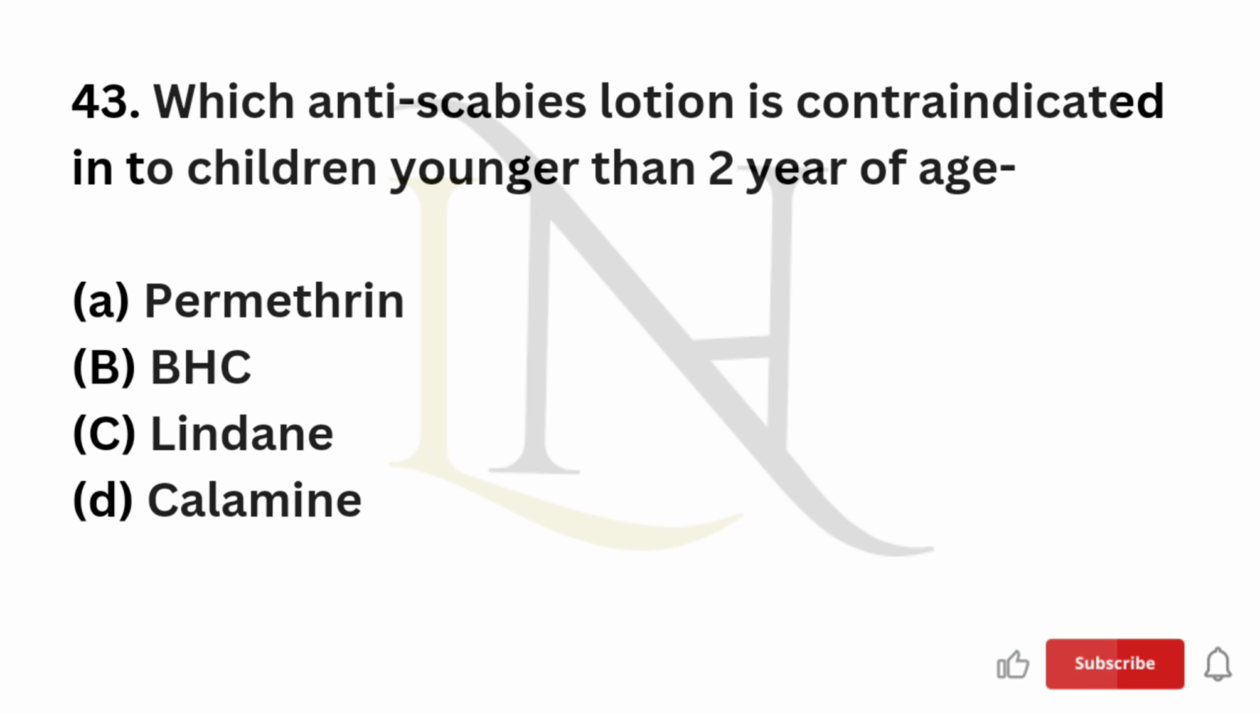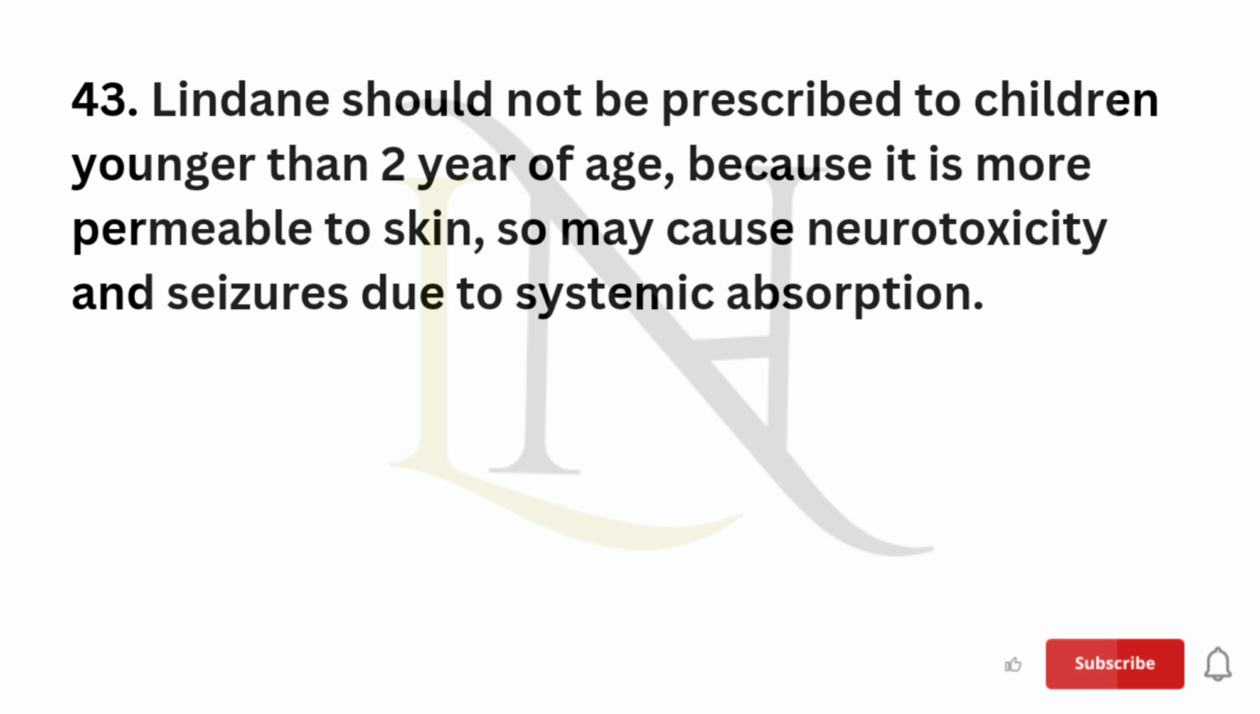Which anti-scabies lotion is contraindicated in children younger than 2 years of age? Option A, permethrin. Option B, BHC. Option C, lindane. Option D, calamine. Correct answer: Option C, lindane is correct answer. Rationale about lindane: it should not be prescribed to children younger than 2 years of age because it is more permeable to skin, so may cause neurotoxicity and seizures due to systemic absorption. Next MCQ.